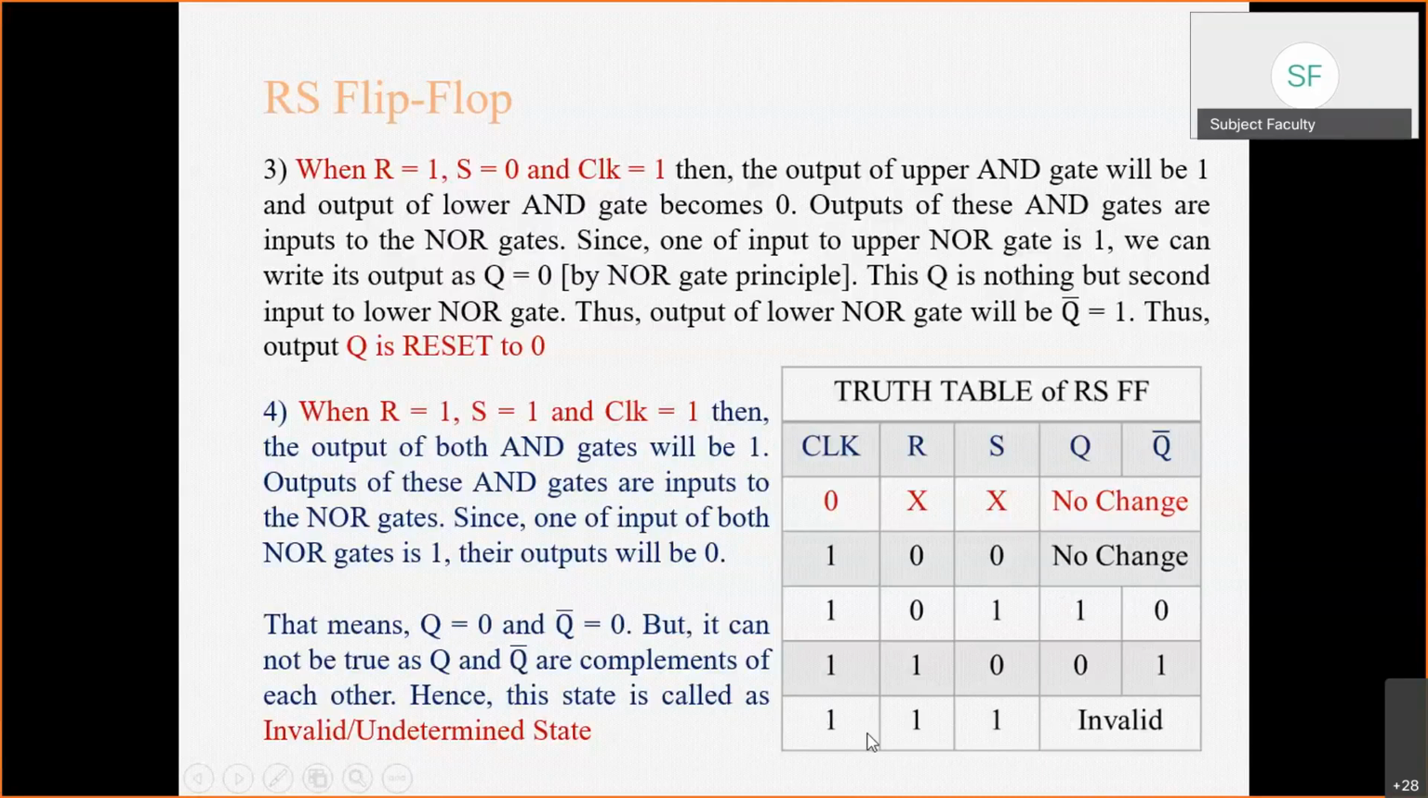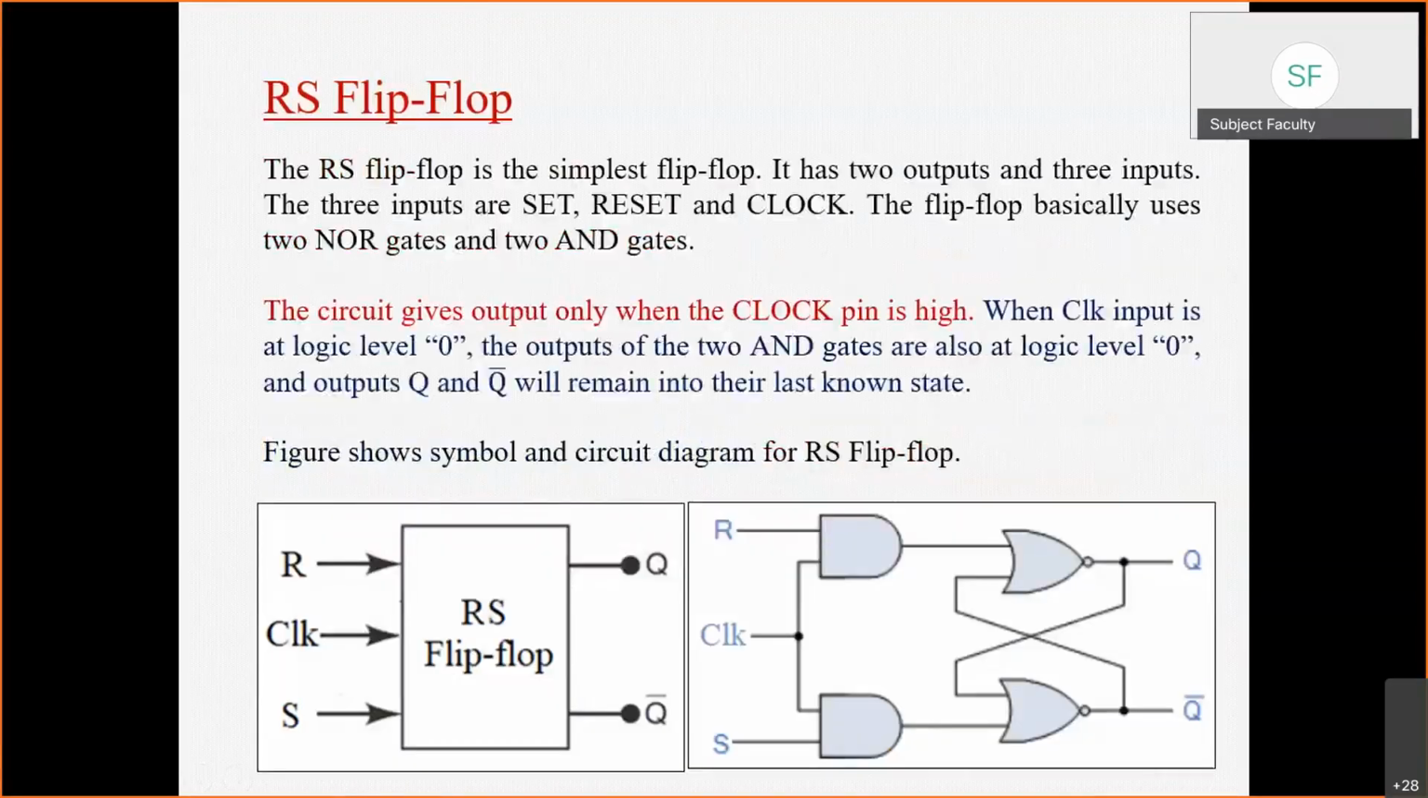Again, the last condition. If you put this particular case in this circuit diagram, let's go back. So I'm talking about when R equals 1 and S equals 1. In this particular case, clock is always high. So what will happen here? The output of both AND gates will be 1 and 1, because everything is 1, 1, 1.